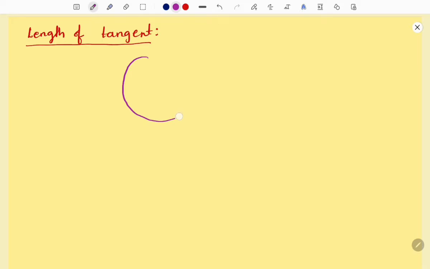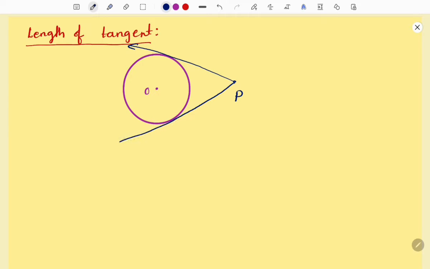See now, this is a circle with the center O. Now I can take one external point P. From this external point we can draw two tangents to this circle. This is the point of contact A and this is also a point of contact B.